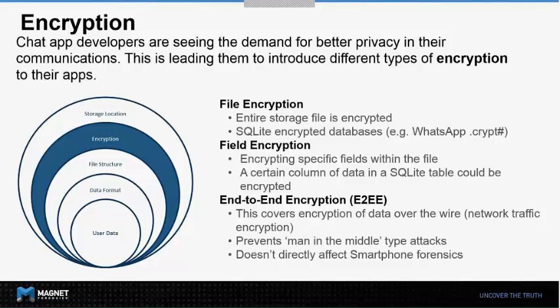I'd say it doesn't directly affect smartphone forensics because end-to-end encryption doesn't mean that the data being stored on the device is encrypted. It just ensures that if it's being transmitted over the network, over the internet, that it's encrypted. So if you take an image of a mobile phone, if a certain application is using end-to-end encryption, which I'll talk about WhatsApp, it's one of the biggest ones, the actual data won't be encrypted because of the end-to-end encryption.